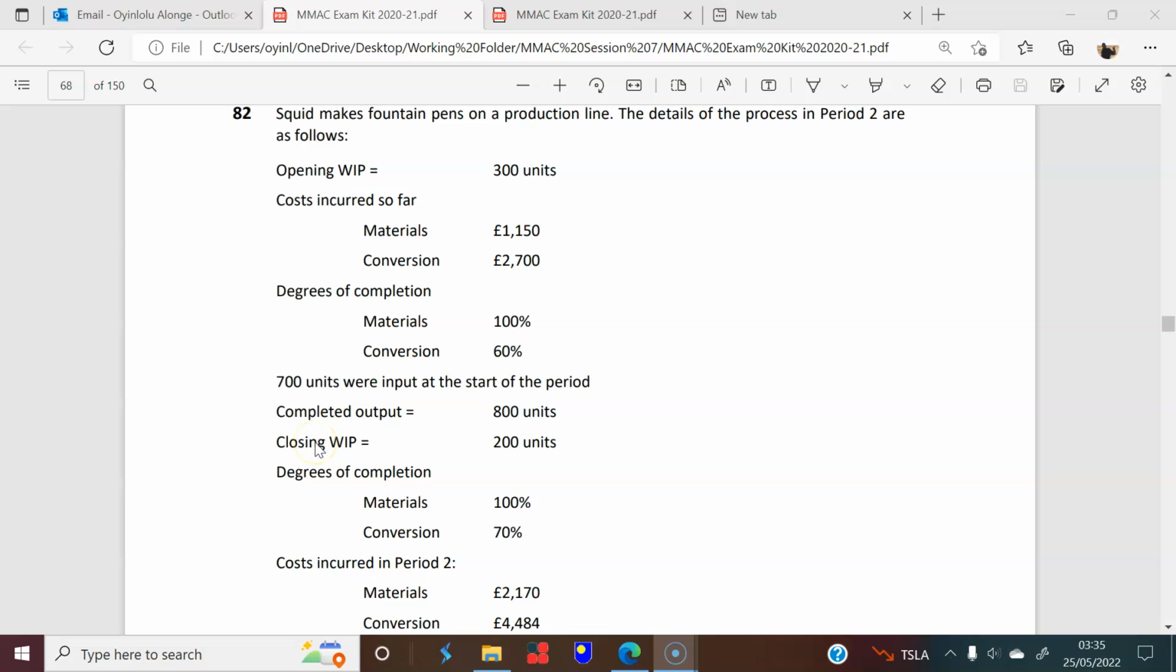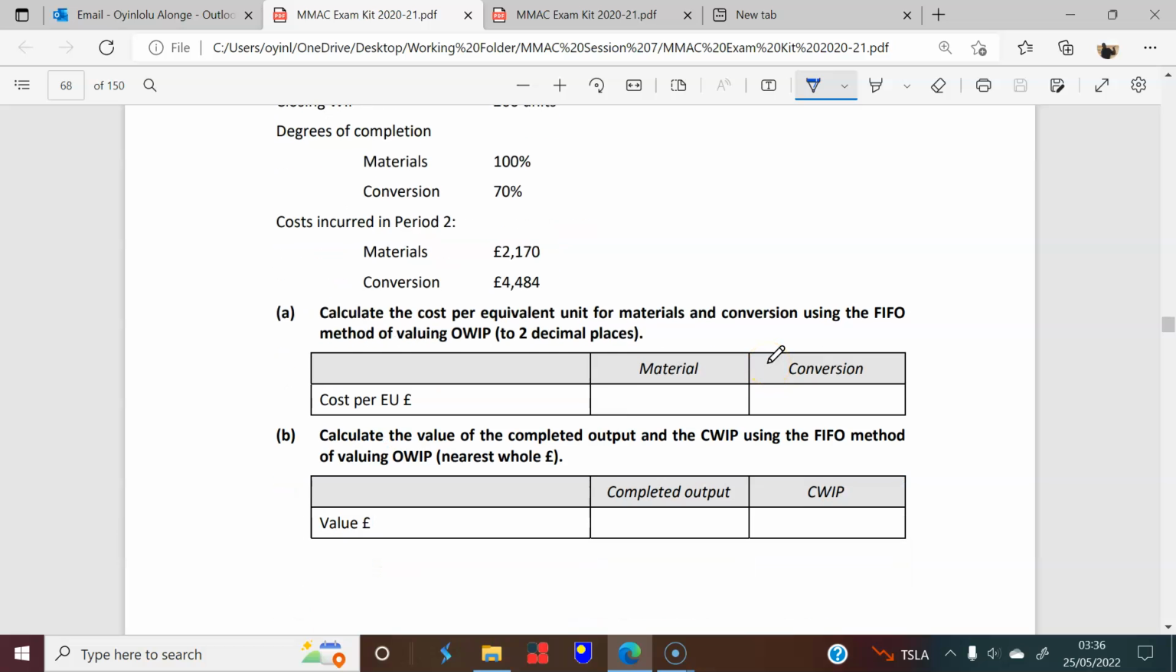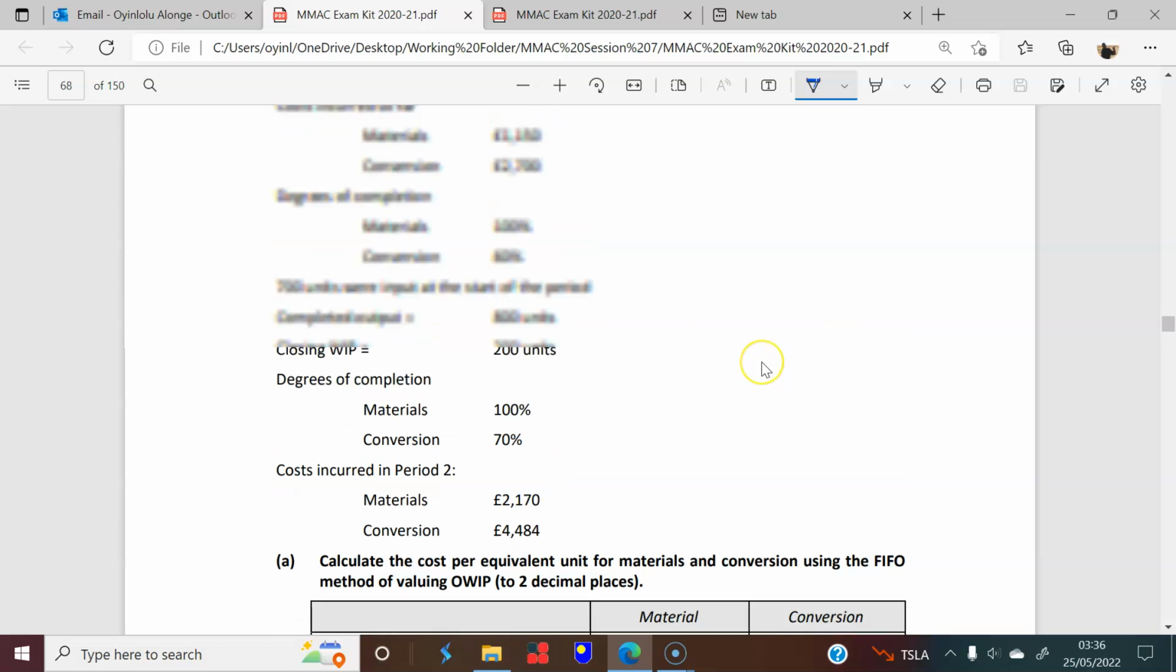Hi guys, right. So this is question 82. A slightly trickier question, but if we look at it carefully, we can see what's going on. We're interested in valuing the opening work in progress using the FIFO method.